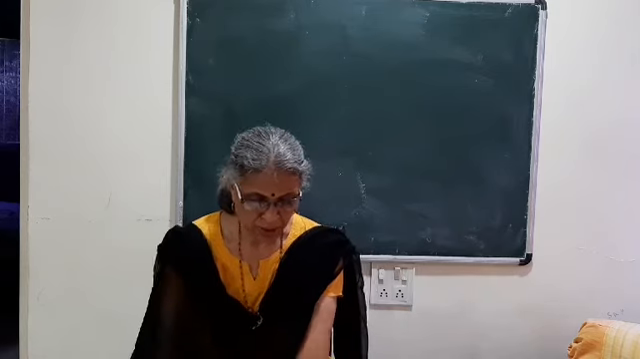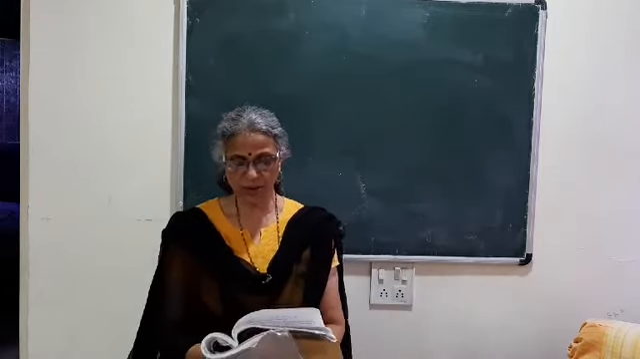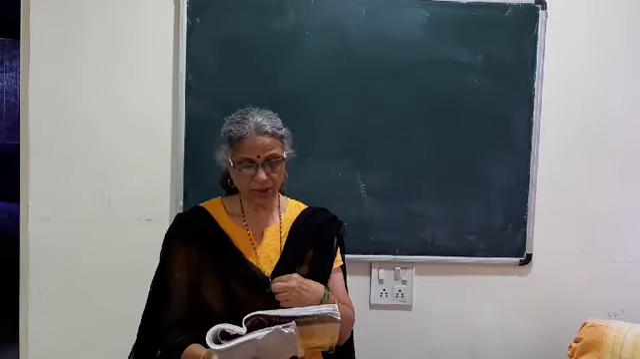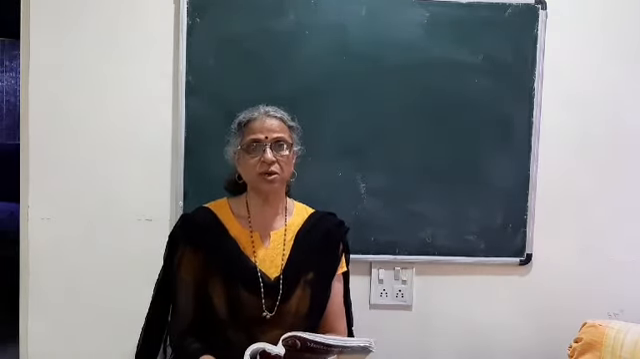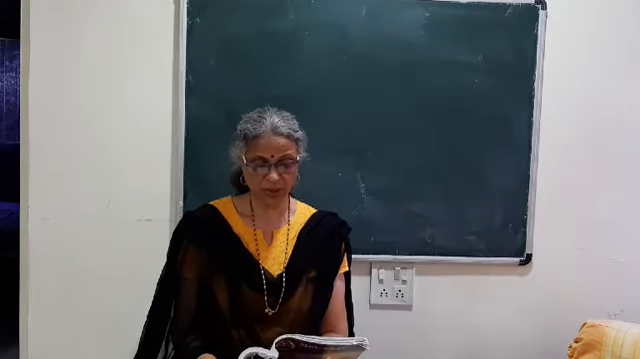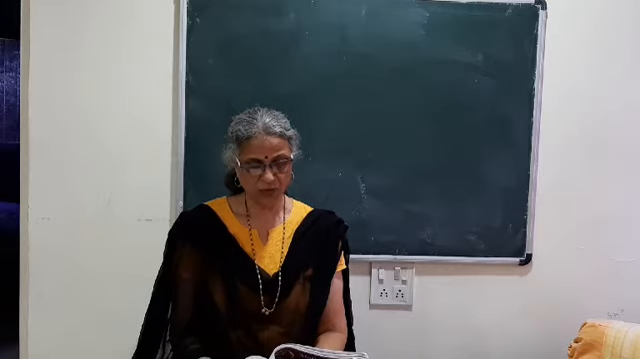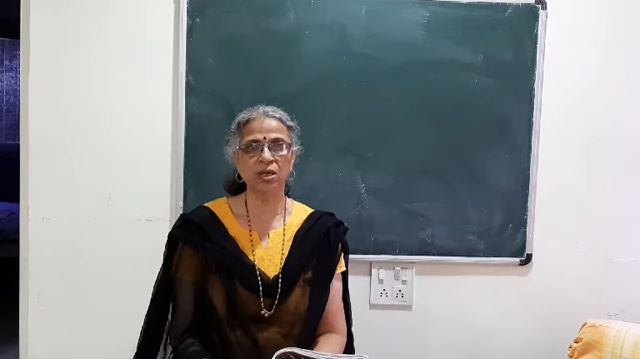Two numbers differ by 3. The sum of twice the smaller number and thrice the greater number is 19. Find the numbers. Once again I will read the sum. You should read the sum once, twice. Two numbers differ by 3. The sum of twice the smaller number and thrice the greater number is 19. Find the numbers.